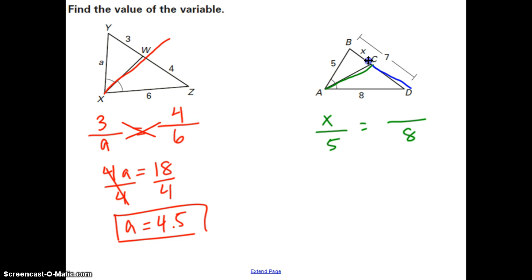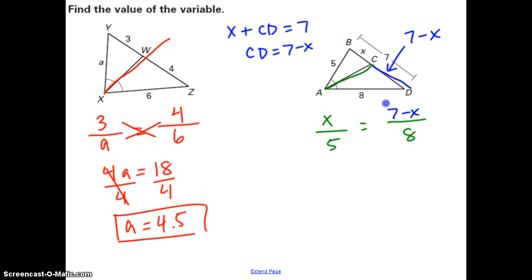Whatever this part is, BC, that plus CD is going to give us 7. So if x plus the length of CD equals 7, we can represent CD by subtracting x from both sides, and we get CD is equal to 7 minus x. So we're going to represent this blue segment with the expression 7 minus x.